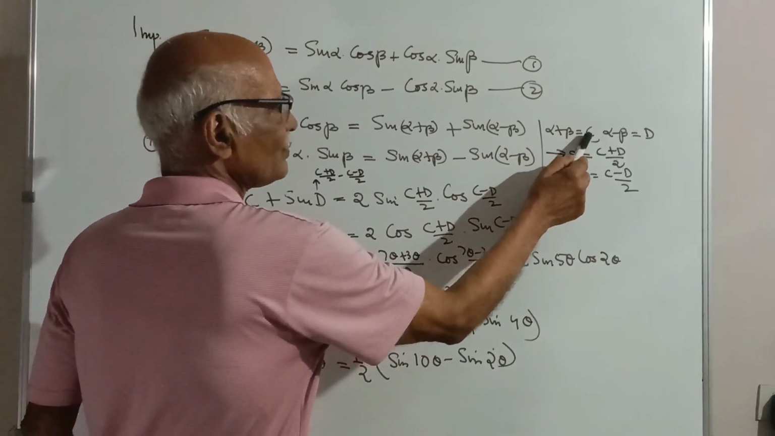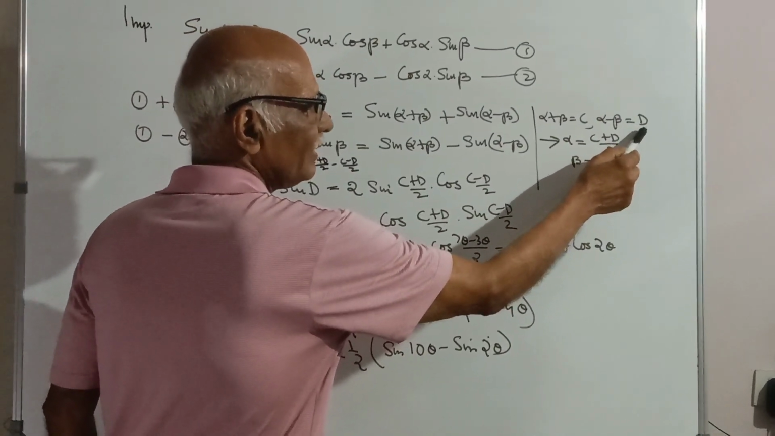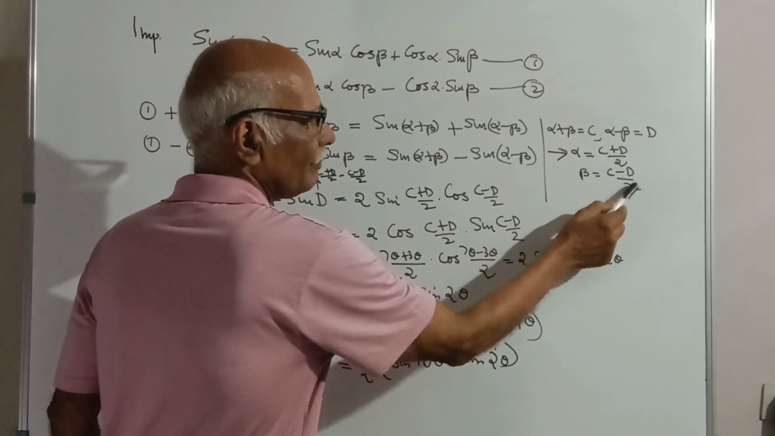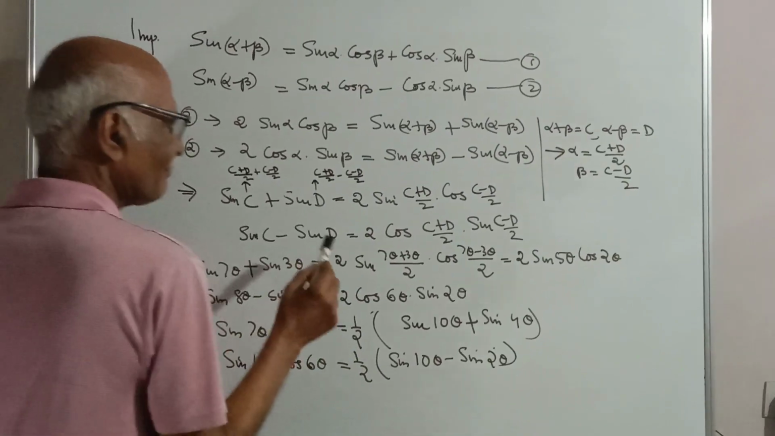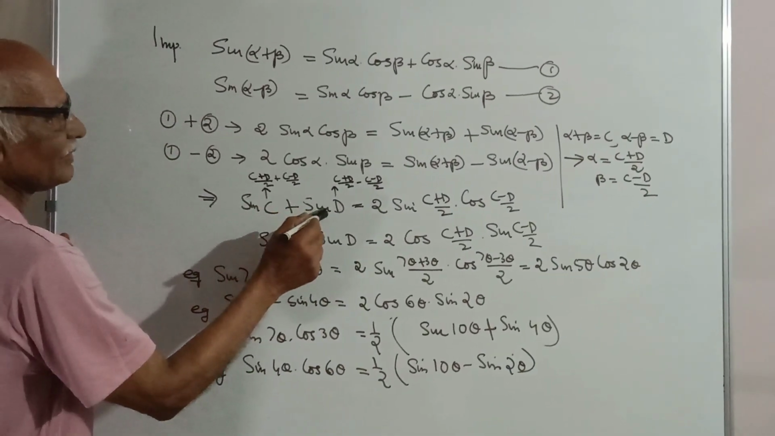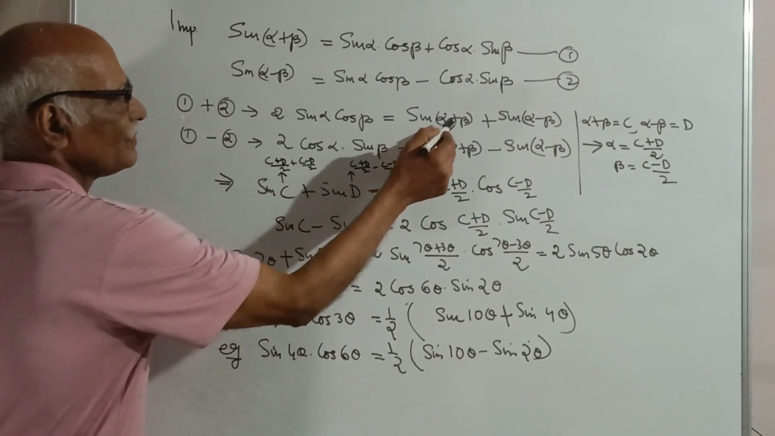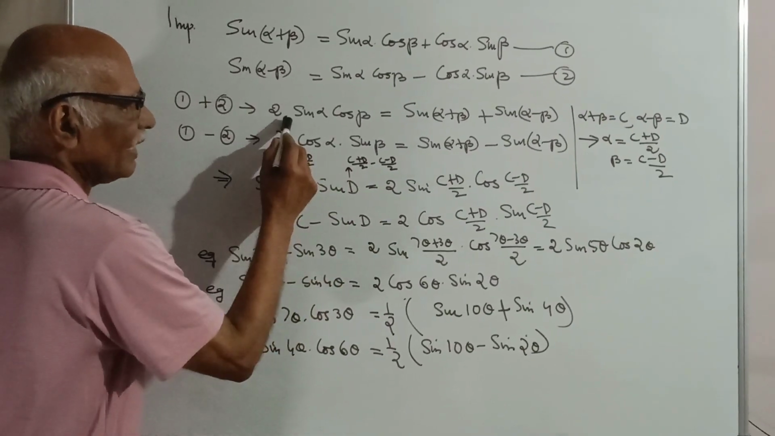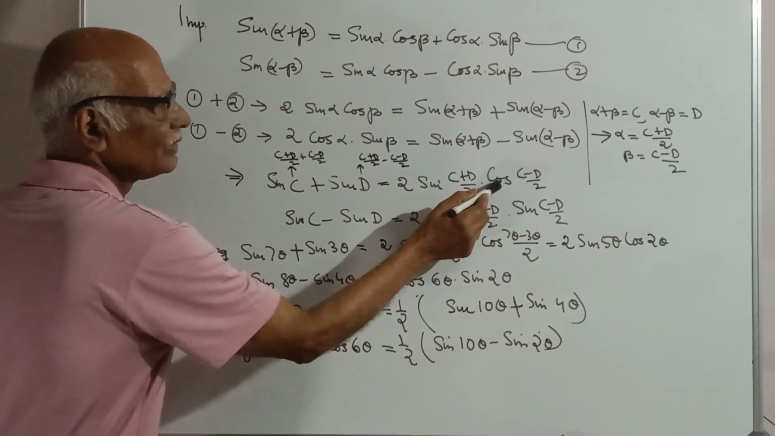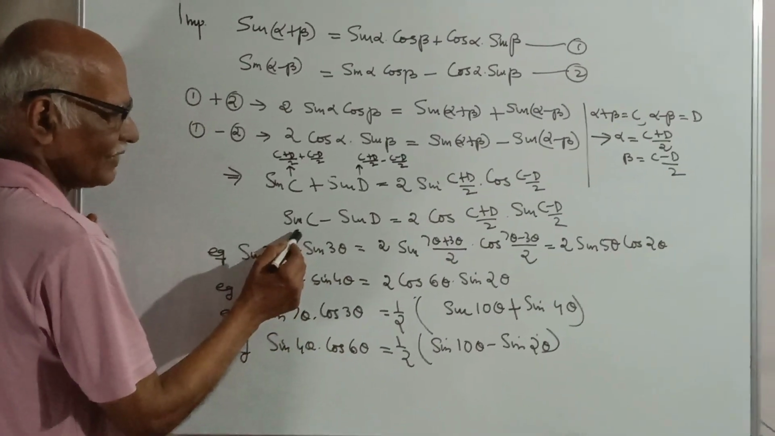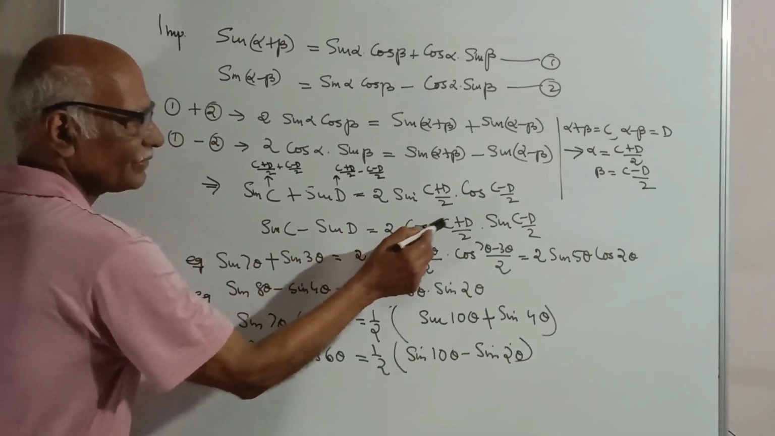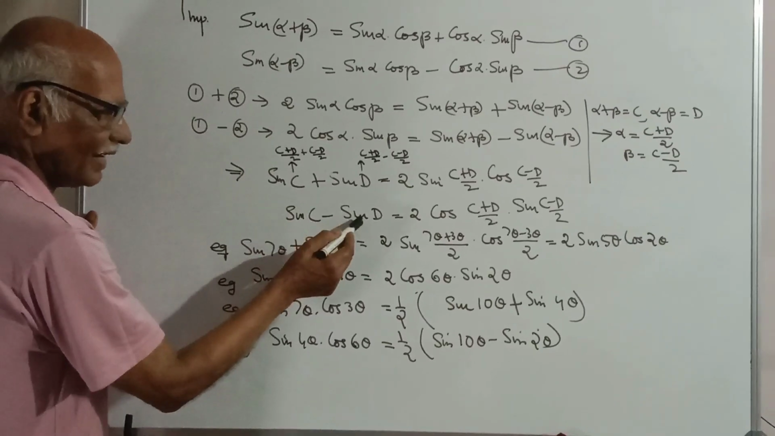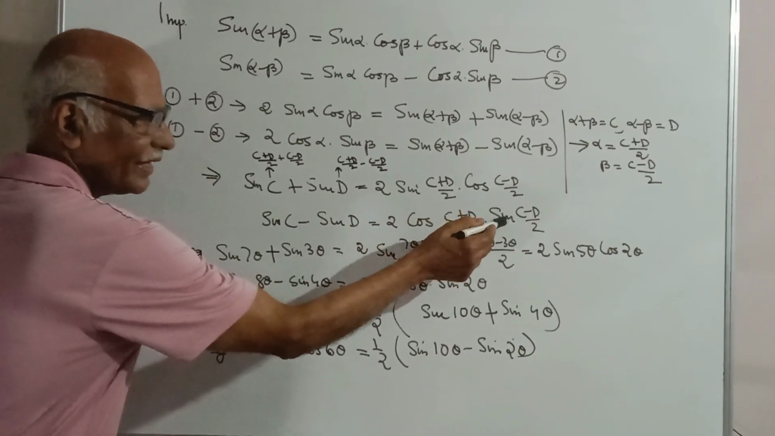Now alpha plus beta is C. Alpha minus beta is D. Then if you add, you get alpha as (C plus D) by 2. Beta as (C minus D) by 2. So net effect, we are reading sin C plus sin D. Sin C plus sin D is 2 sin ((C plus D) by 2) cos ((C minus D) by 2). And sin C minus sin D is 2 cos ((C plus D) by 2) sin ((C minus D) by 2). You can see if you subtract sin from sin, it becomes the 2 cos sin formula.